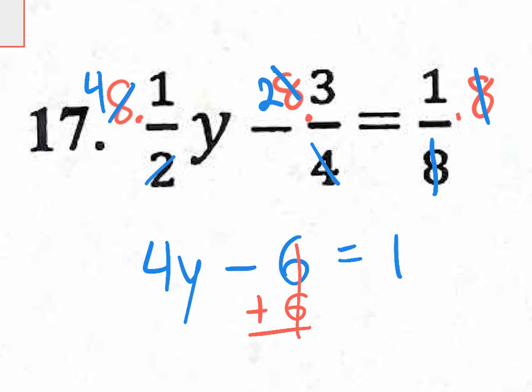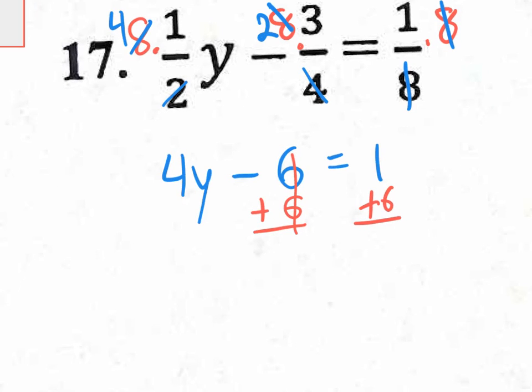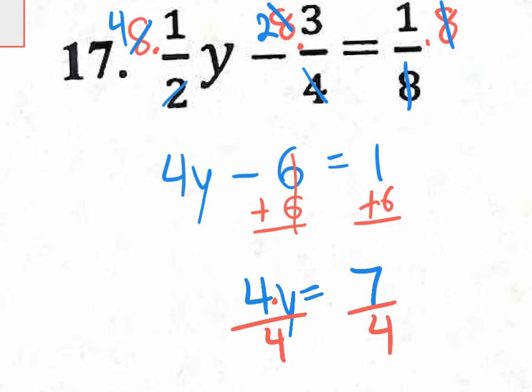Plus 6, we end up with 4y equals 7. Final step. Divide by 4 to get rid of that multiplication of 4. And some of us are like, wait, I can't divide 7 by 4. So what? Just leave it like that. It's a fraction. It's all right to get fractions as answers. So y equals 7/4.